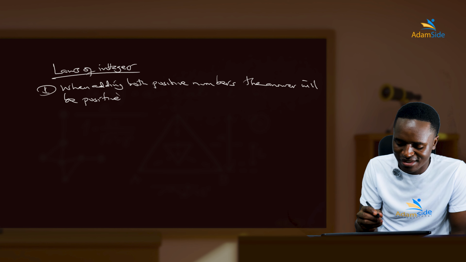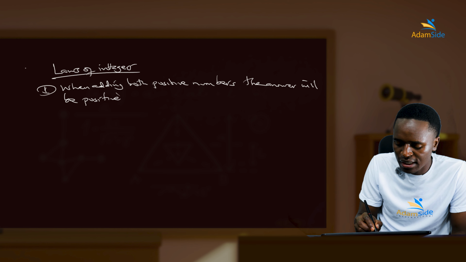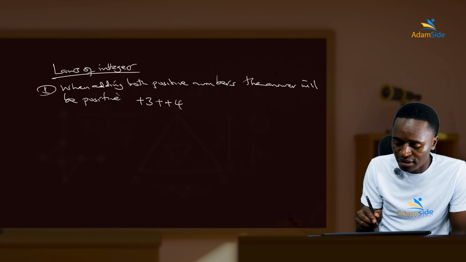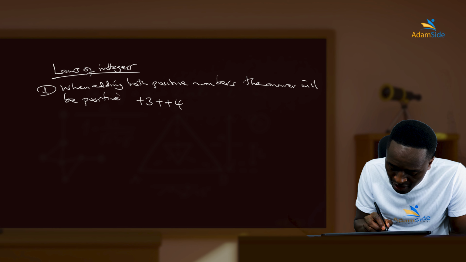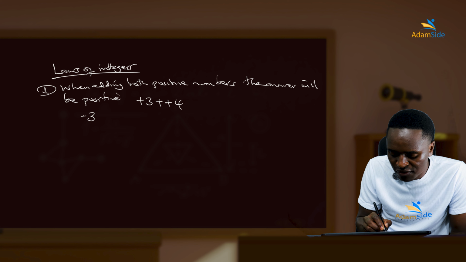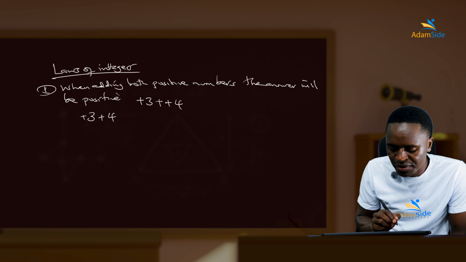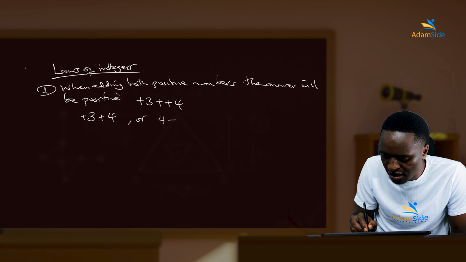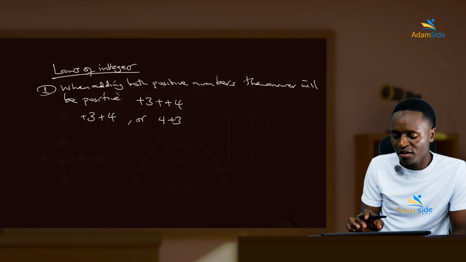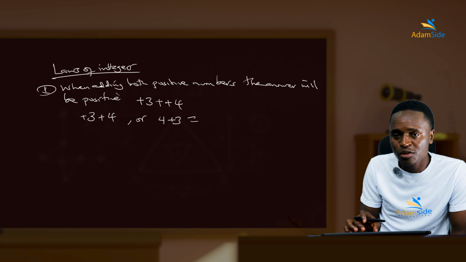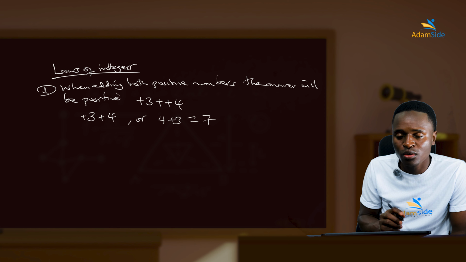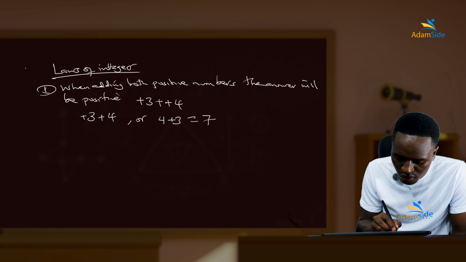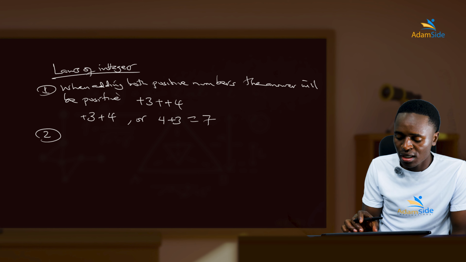In what case? Look at this. So you have negative 3 plus positive 4. Normally, if you're having a positive number, like positive 3 plus 4, it can also be represented this way, or it can be represented as 4 plus 3. All these are positive whole numbers. If you're having positive whole numbers, the sum of these positive whole numbers will always be a positive number. That's it. Positive whole numbers will give you a positive answer.